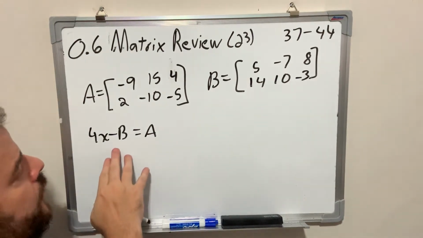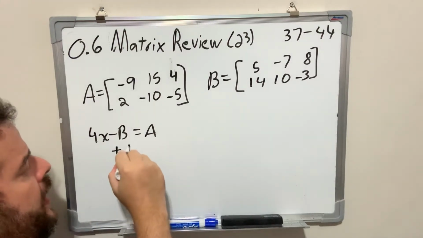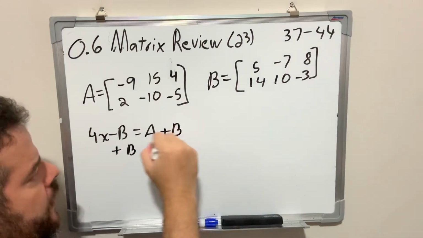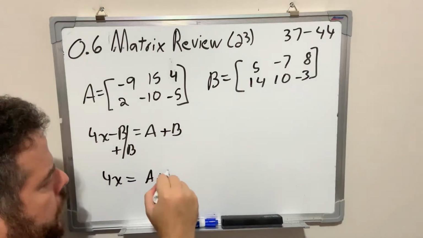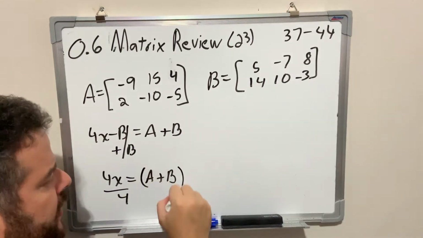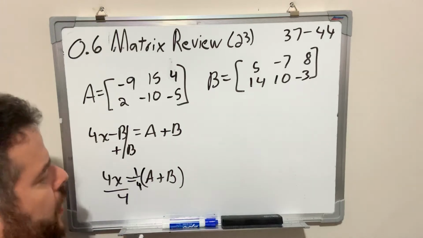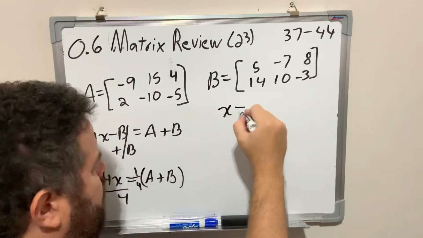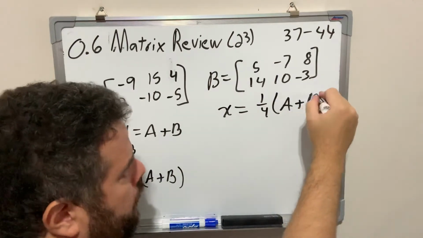So let's see. In order to find x, first, I'm going to add b to this side. This cancels out. 4x equals a plus b. Then I'm going to divide by 4 here and divide by 4 here, which is the same as multiplying by 1/4. So pretty much my x will be 1/4 of a plus b.